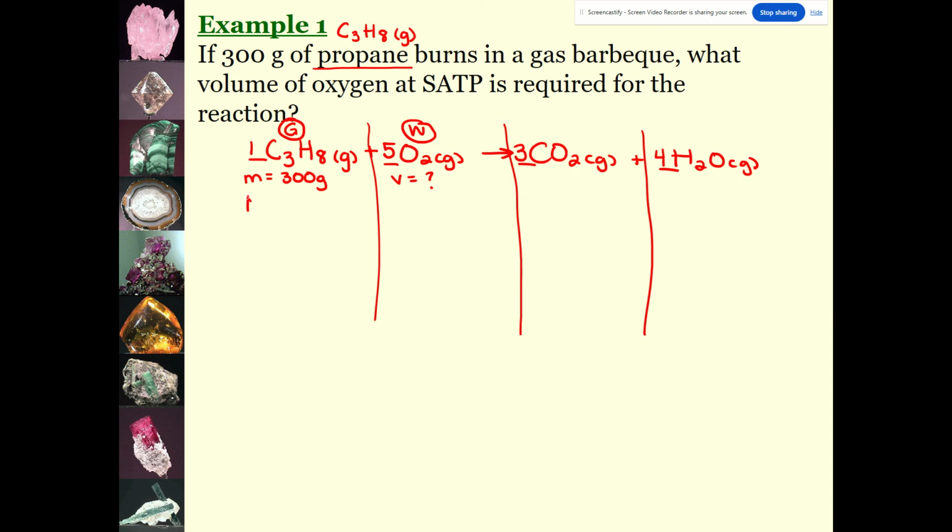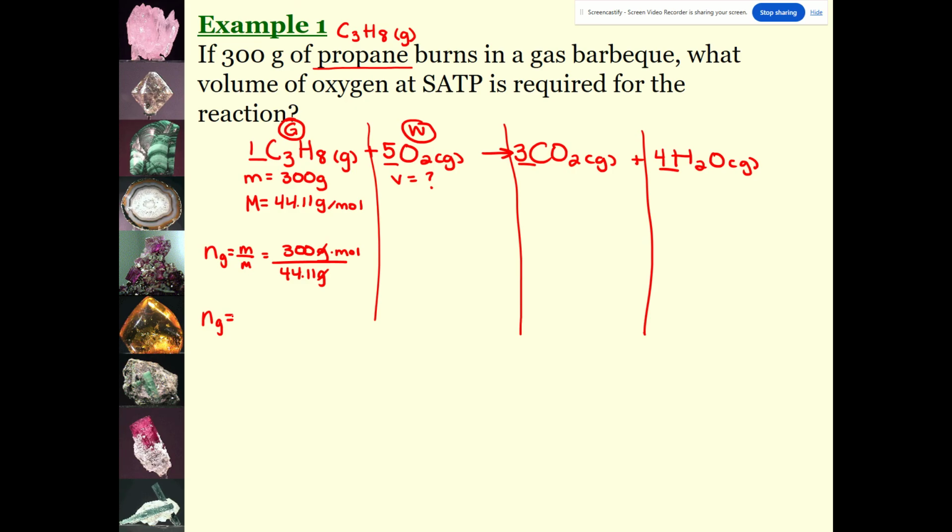We're going to find the molar mass of our propane. So that's 3 carbons, which are 12.01, plus 8 hydrogens, which are 1.01. So that gives us a molar mass of 44.11 grams per mole. Okay, so I'm going to find the moles of my given with mass over molar mass. That's my second step. So 300 grams divided by 44.11 grams per mole. My grams cancel and we will get left with moles of our given.